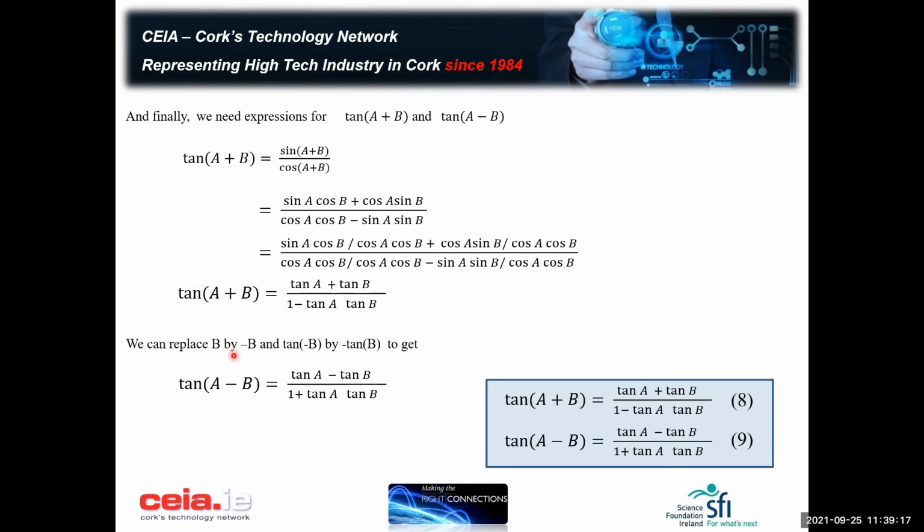For the tan of A minus B, you're just replacing the plus B by the minus B, and noting that the tan of minus B is equal to minus the tan of B. And it gives you this corresponding formula for the tan of the difference of angles. Okay, so those are the compound angle formulae.